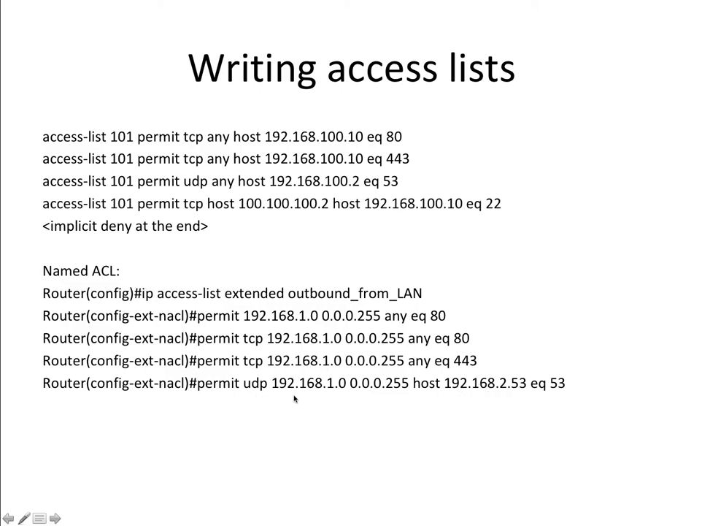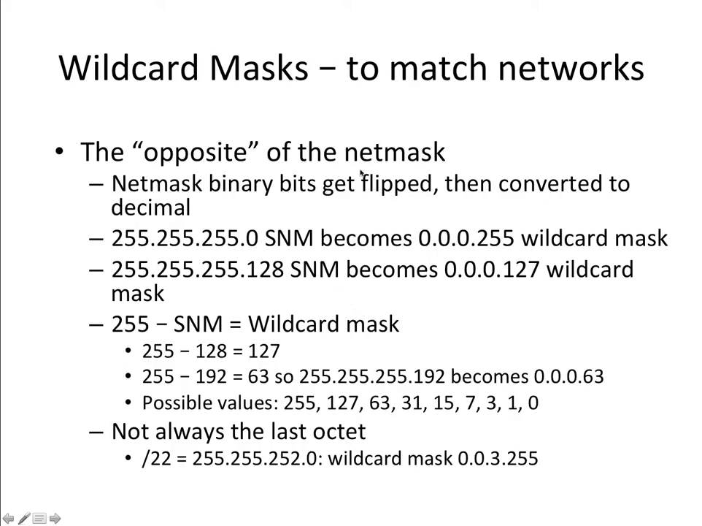A couple of things to look at in this list. In this list, we are making use of a wildcard mask again. A wildcard mask is a way you can specify network addresses. Hey, check that out, I got a slide. The wildcard mask is the opposite of the net mask. The binary bits of the net mask get flipped and then converted to decimal.